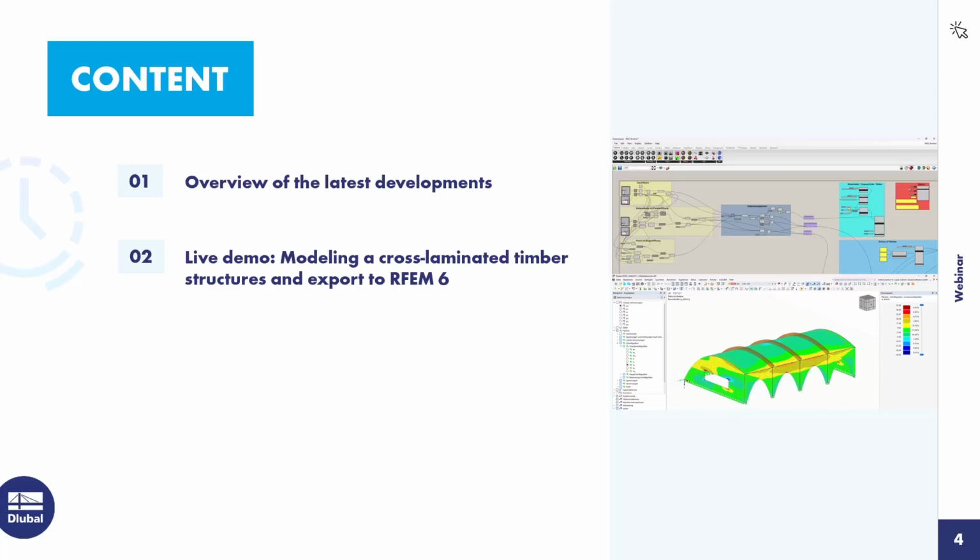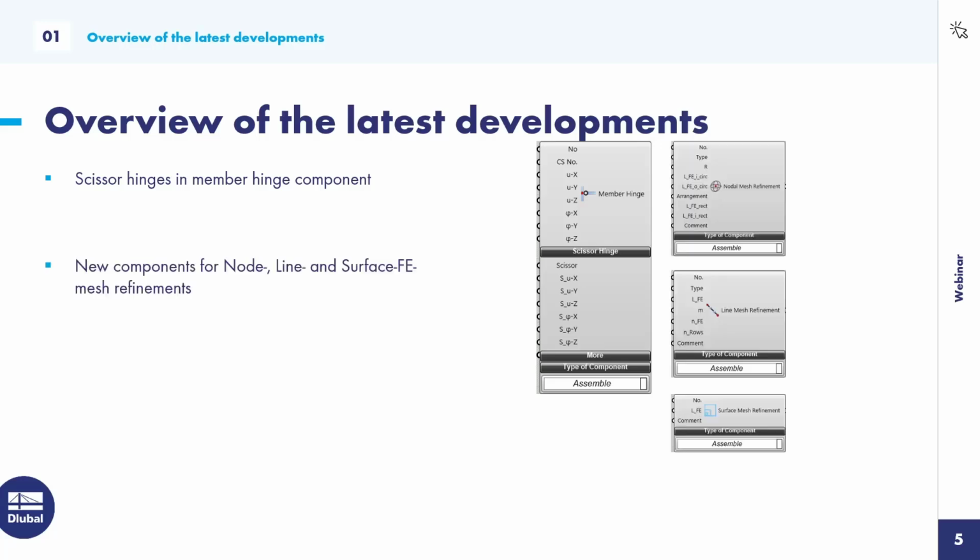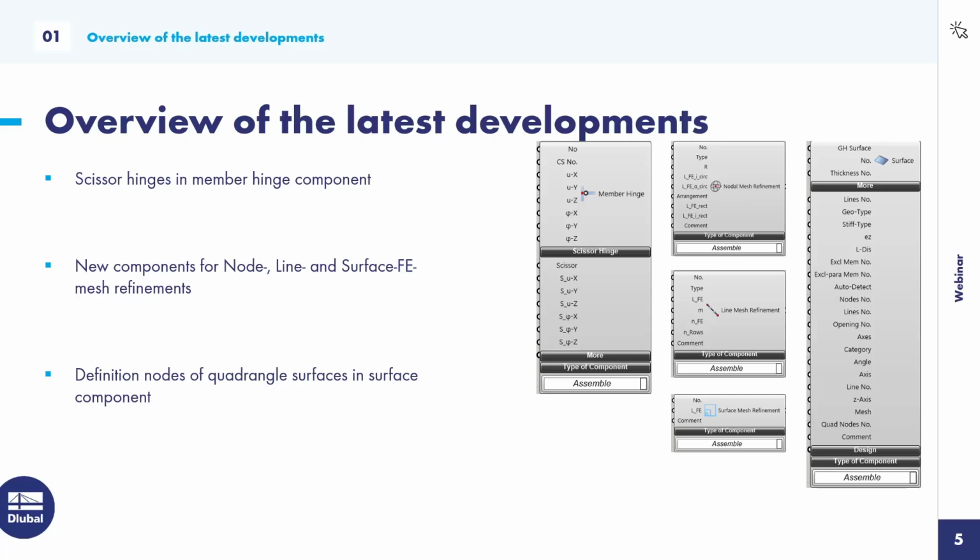So let's start with the latest developments in that area. By the way, most of those implementations came from customer wishes. So in case you are missing something in the plugin, please feel free to contact us. The first little feature that we implemented were the scissor hinges in our member hinge component. Additionally, we developed 3 new components for the nodal, line, and surface FE mesh refinements. So now you can control the finite element mesh on those objects. In the upcoming update of the plugin, we will also implement a new component which will allow you to control the global FE mesh setting.